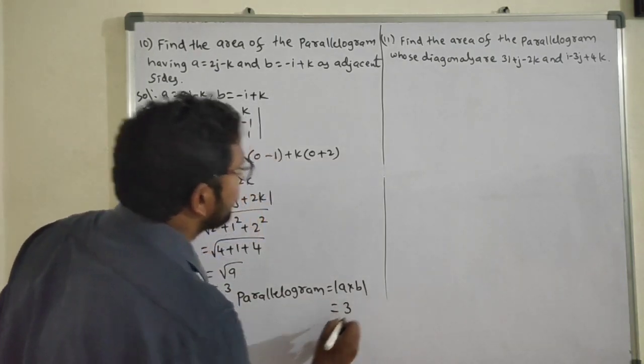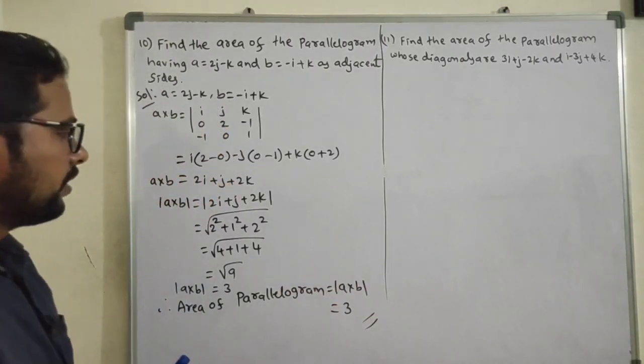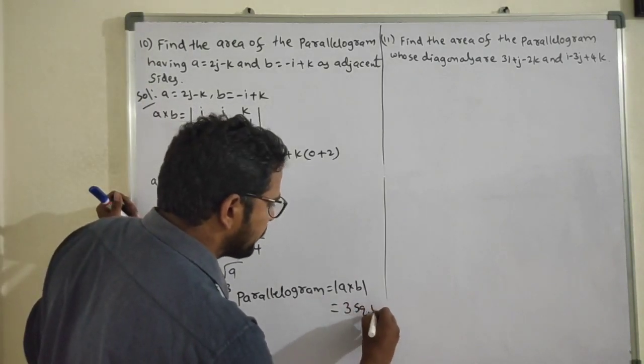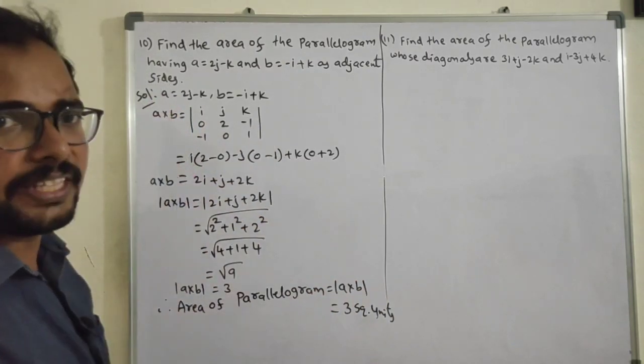So the area is 3 square units. This is the area. Area is equal to 3 square units. This is the solution of the 10th question.